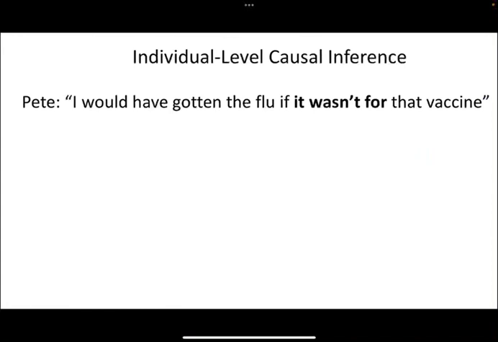So this is the example I used last time. The idea of individual level causal inference is encompassed in this statement, and I'm saying Pete just so we know it's at an individual level. Pete is saying, "I would have gotten the flu if it wasn't for that vaccine." So Pete is 100% attributing his lack of flu to the fact that he got the vaccine, and is saying that if he hadn't got the vaccine, he would have gotten the flu.